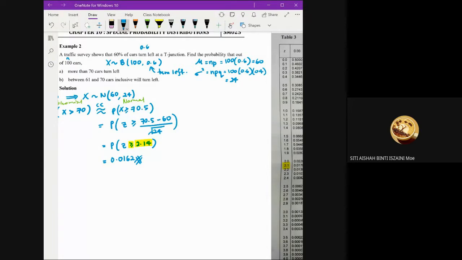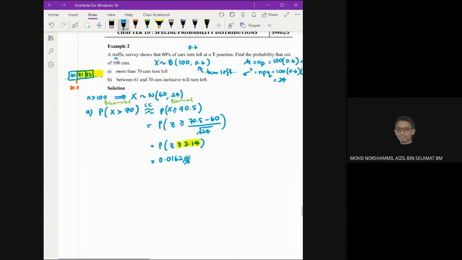Boleh, sir. So siapa yang lost nak sketching pun memang saya sketchkan untuk dia. Tengah-tengah kosong kita nak 2.14 dan belah kanan. So kita tengoklah table. Okay. Siap.